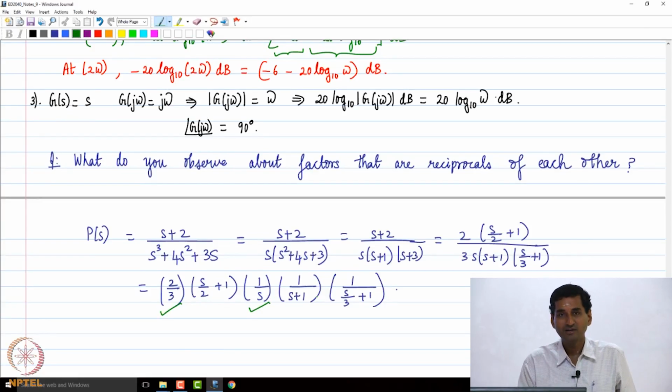What we are going to do in the next class is that we will learn how to plot the Bode diagram for 1 by Ts plus 1 and Ts plus 1, and then the second order factor. Then we will see how to put everything together and plot the Bode diagram for any given transfer function. So that's what we will do in the next class.